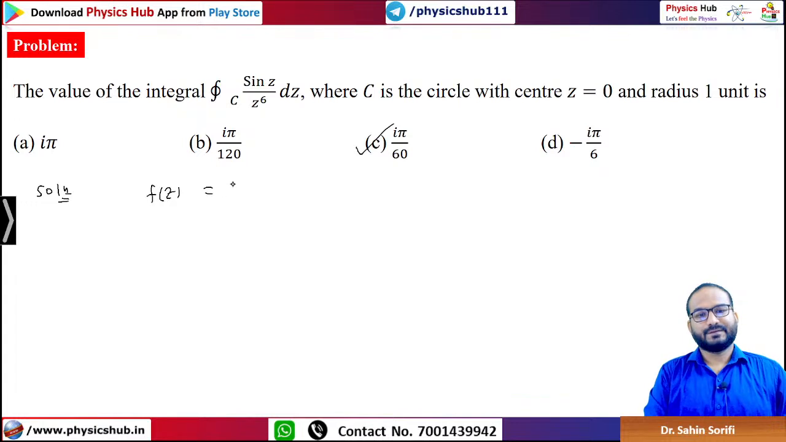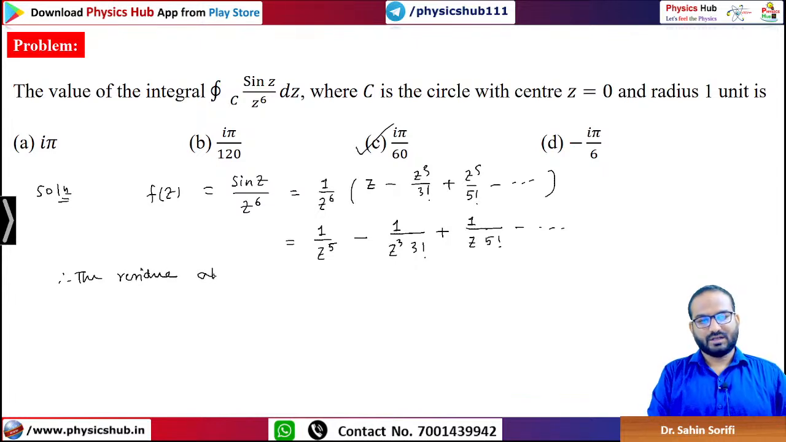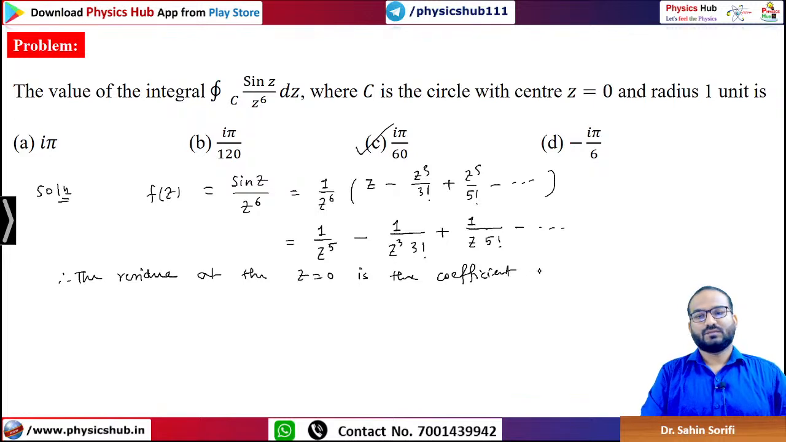So f of z is equal to sin z by z to the power 6, which is 1 upon z to the power 6 times sin z, and sin z is z minus z cube by 3 factorial plus z to the power 5 by 5 factorial, and so on. So this is 1 upon z to the power 5 minus 1 upon z cube times 3 factorial plus 1 upon z times 5 factorial, minus up to infinity. So what is the residue? The residue at the pole z equals 0 is the coefficient of 1 by z. So that is equal to 1 by 5 factorial.